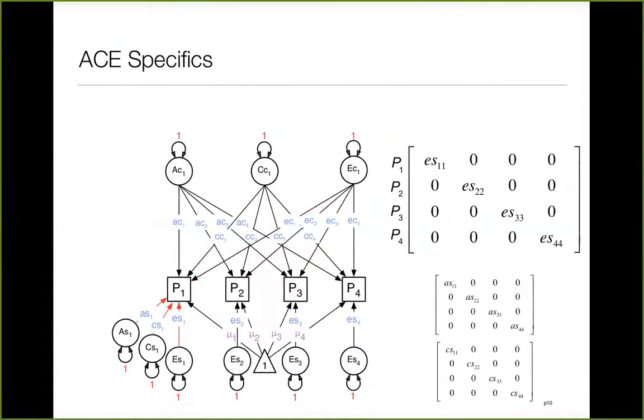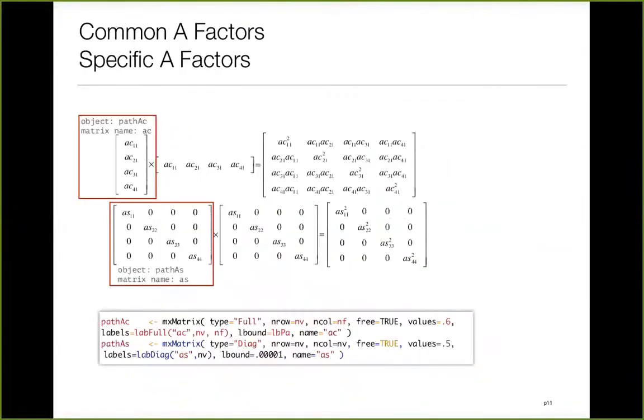We can also biometrically decompose each phenotype's unique variance. For instance, AS1, CS1, and ES1 respectively represent additive genetic, shared environmental, and non-shared environmental variance that is unique to P1. The situation with the common A, C, and E factors is analogous to that of the generic common factor model. The matrix on the right-hand side of the first equation is the common additive genetic covariance matrix, whereas the matrix on the right-hand side of the second equation is the unique additive genetic covariance matrix. There are, likewise, common and unique shared and non-shared environmental covariance matrices.